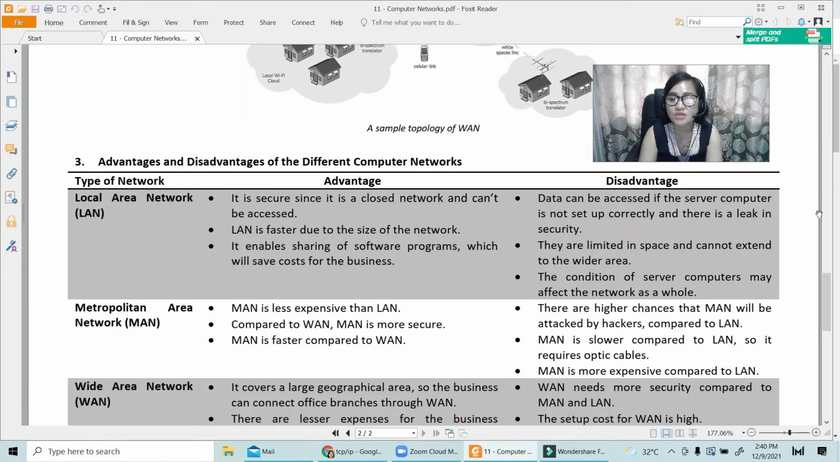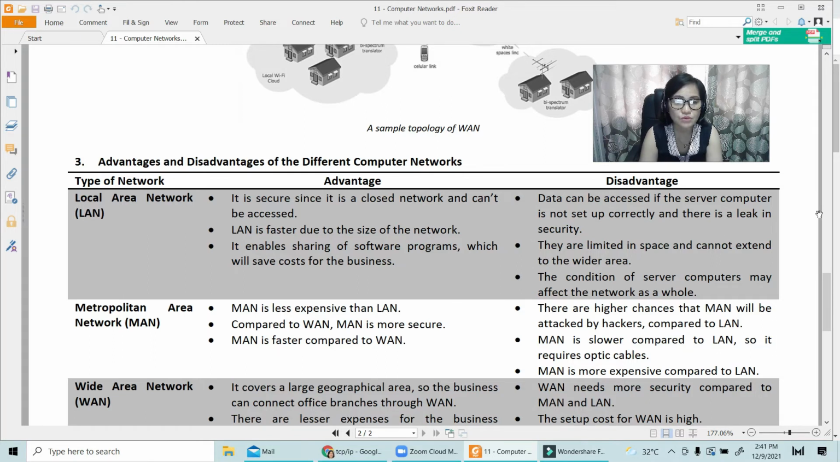And the condition of the server computer may affect the network as a whole, since the key to the access of the network is usually the condition of the server computer. So if your server computer is working perfectly, then you can have control of all the devices connected within that area.